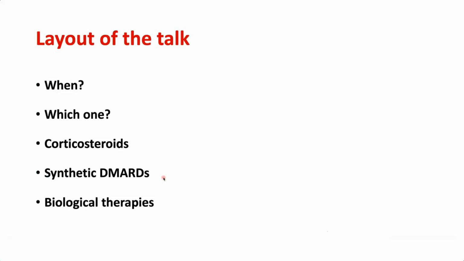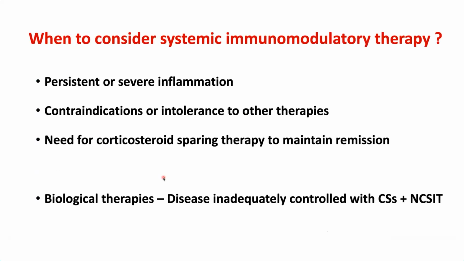Then how do we really use the synthetic DMARDs, and what is the place, and how do we really choose the biological therapies? So when does one consider, since our residents are also there, first few slides are largely targeted towards them. Basically, when there is a persistent or severe inflammation, or either there are contraindications or intolerance to other therapies, the rheumatology resident must understand that initially the topical therapies are the ones which are tried, and once they fail, or local therapies, then there comes the need for systemic immunosuppressive therapy.